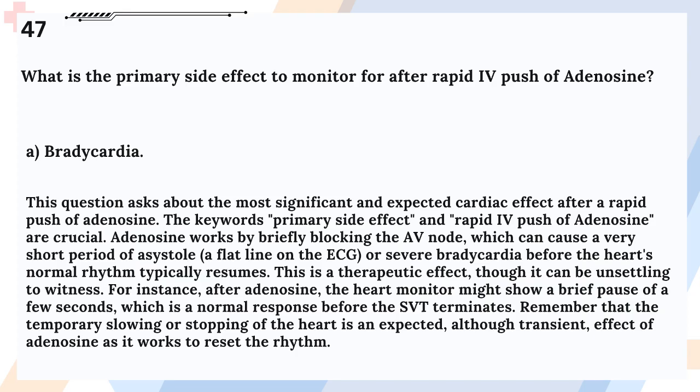Answer: A. Bradycardia. This question asks about the most significant and expected cardiac effect after a rapid push of adenosine. The keywords primary side effect and rapid IV push of adenosine are crucial. Adenosine works by briefly blocking the AV node, which can cause a very short period of asystole, a flat line on the ECG, or severe bradycardia before the heart's normal rhythm typically resumes. This is a therapeutic effect, though it can be unsettling to witness.